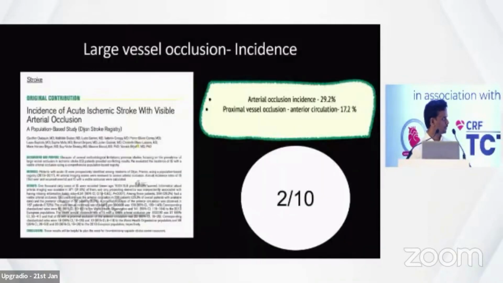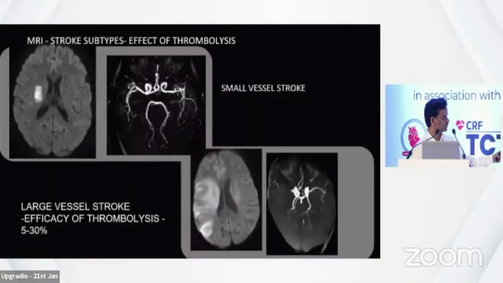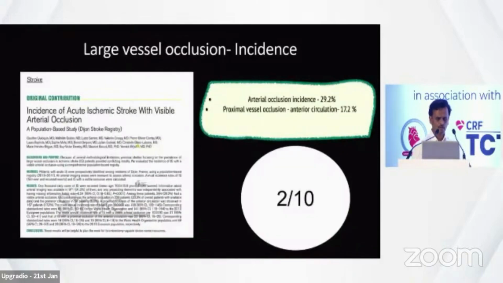That is called large vessel occlusion, wherein the vessel occlusion is there on the right side and the infarct is in the form of that white area. So this is called large vessel occlusion, and that is where the intervention role is.